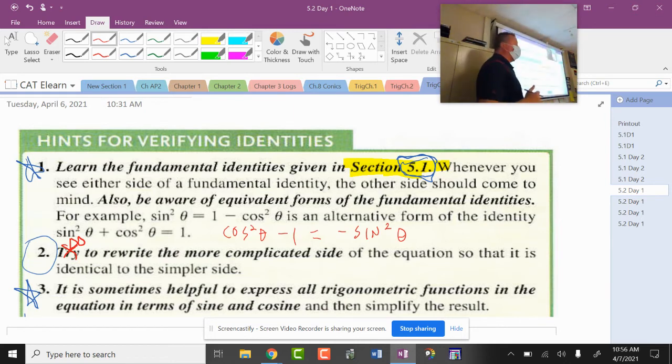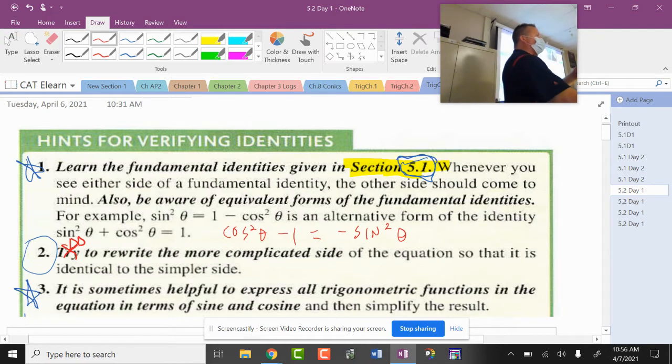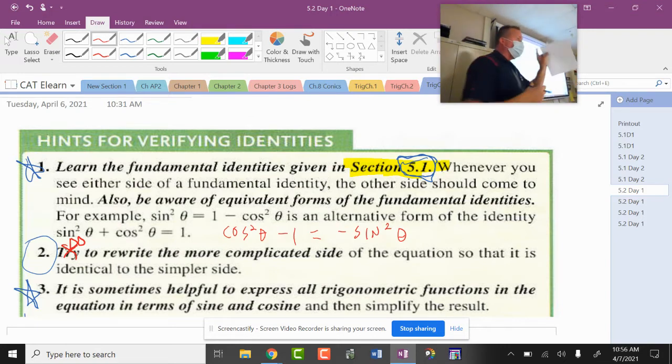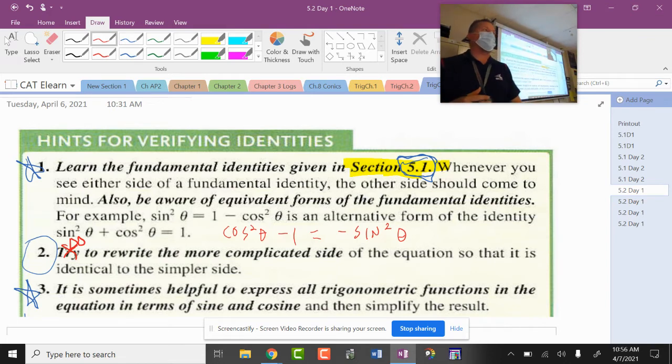Okay, number 2, this is important. It's not try. Do or do not. There is no try, Yoda. You will pick one side on this sheet. You will pick one side and simplify that side until it exactly equals the other. You will never mess with both sides. And that is a rule that you must stick with when you're verifying an identity.